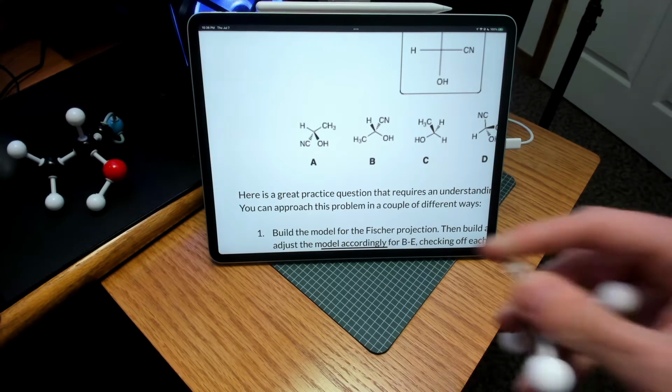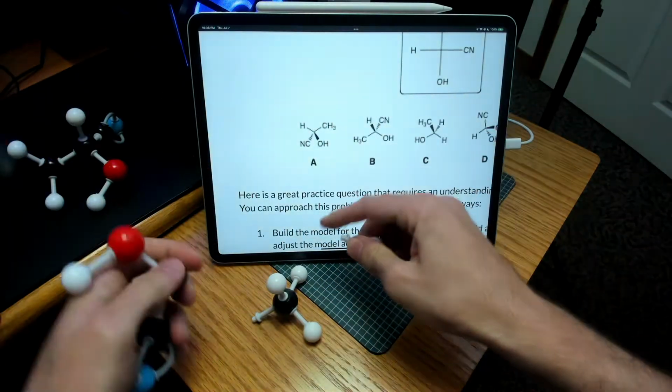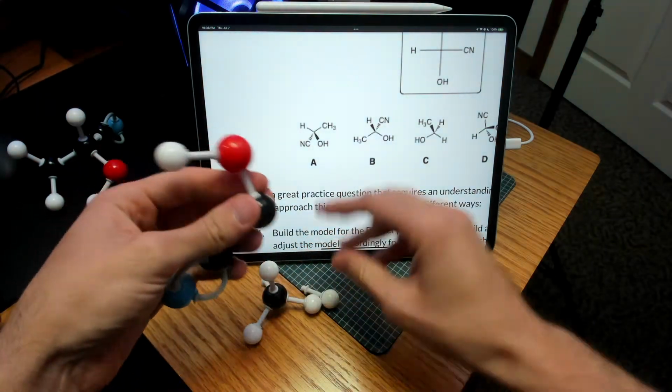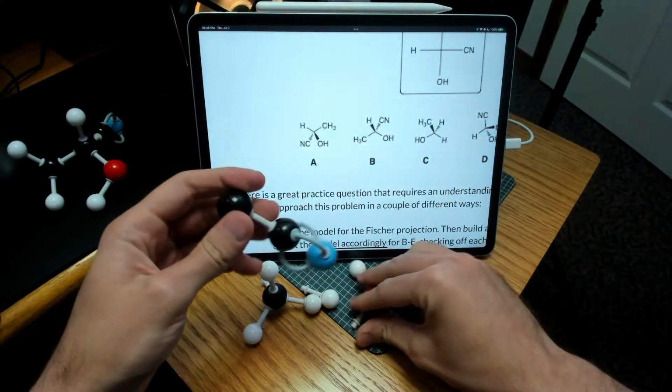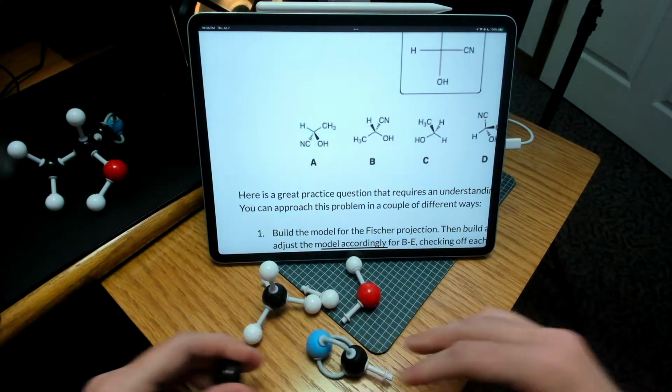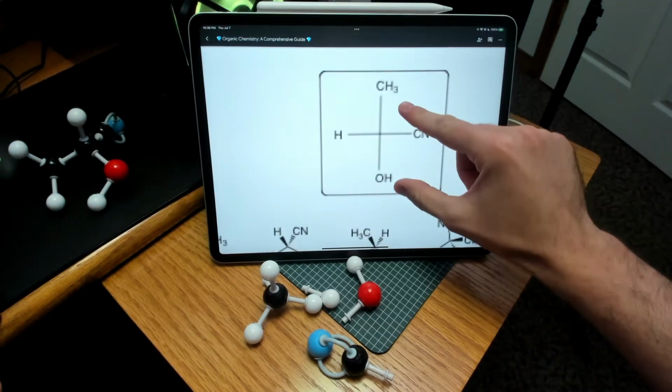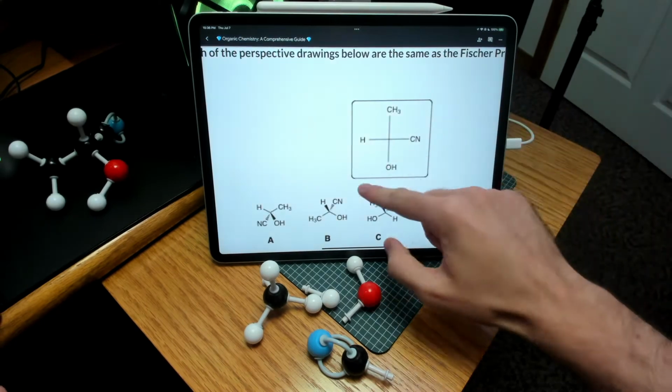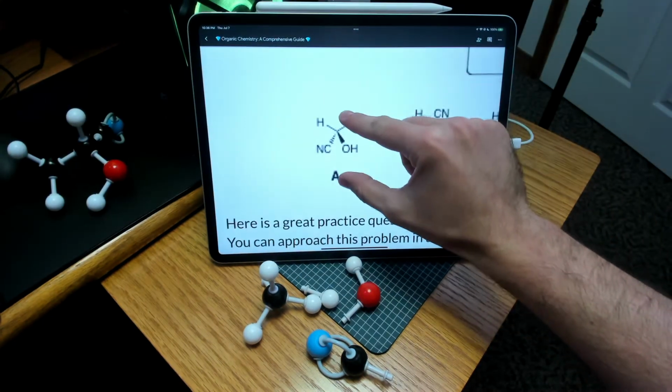And yes, absolutely, I have all of these extra substituents ready to go. And you'll be surprised at how quickly you can build this stuff in the middle of an exam and how helpful it is. So we understood how we could create the model of a Fischer projection, but how do we create the model of a perspective?